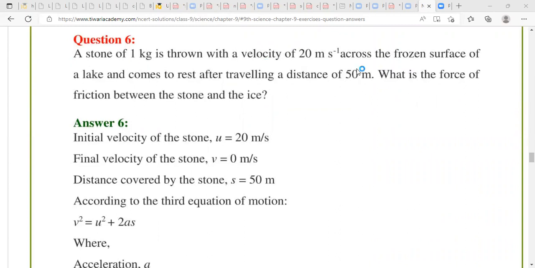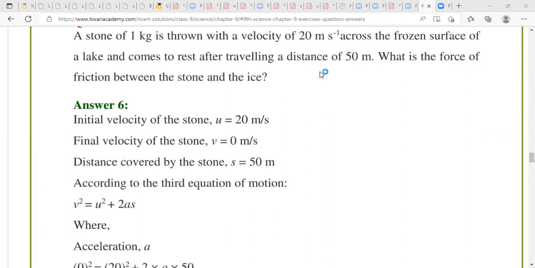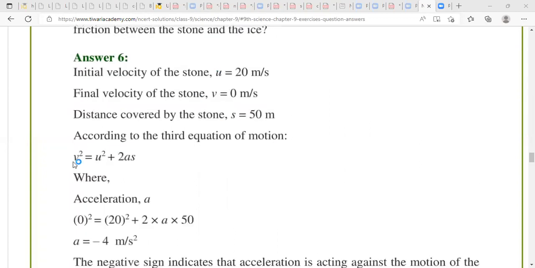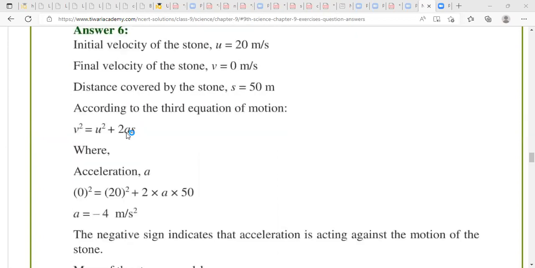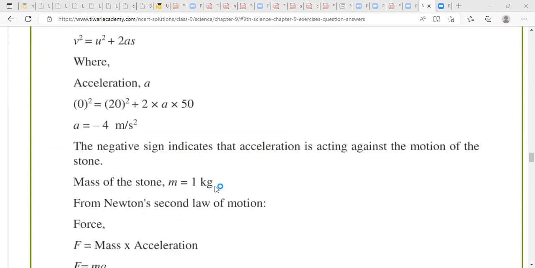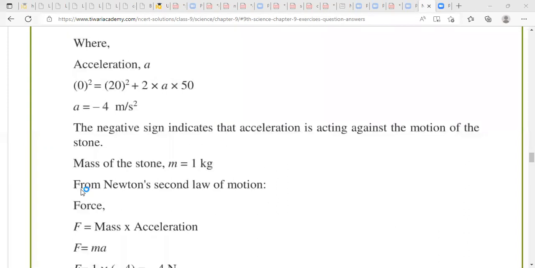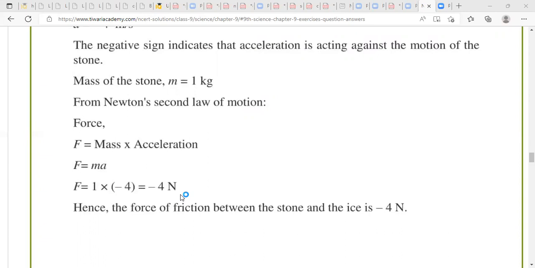So for force, what is the formula? Mass into acceleration. So over here you have velocity and s, right? So you can find out a. So v square equals u square plus 2as, right? u is given, v is automatically 0. So over here, first you will put the value and from here you will get a. Okay, right? Once you got a, then your mass is 1 kg and now you will get the force. Mass multiplied by acceleration. 1 multiplied by minus 4, which is minus 4 newtons. So hence the force of friction between the stone and ice is this. Clear?